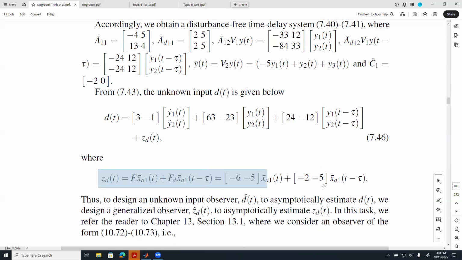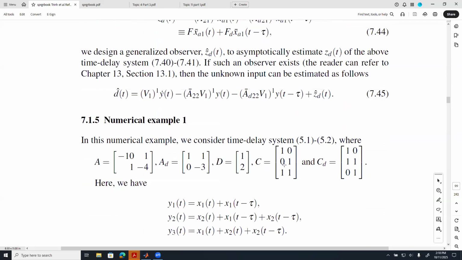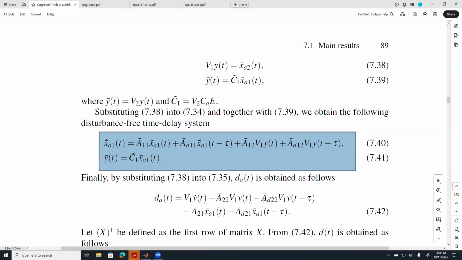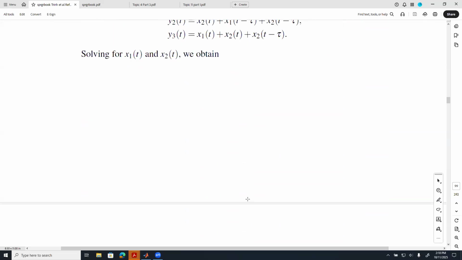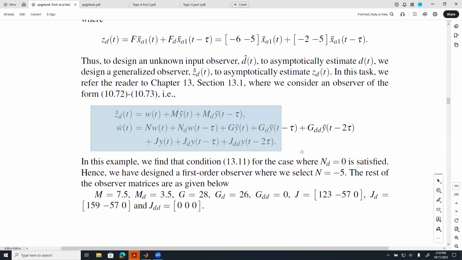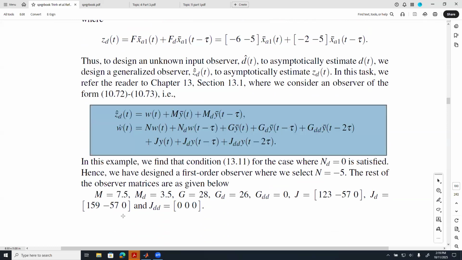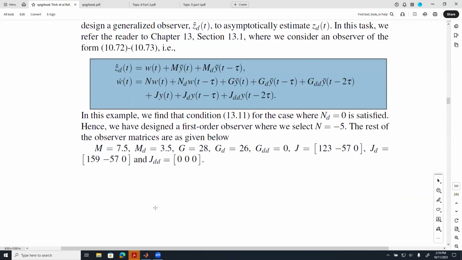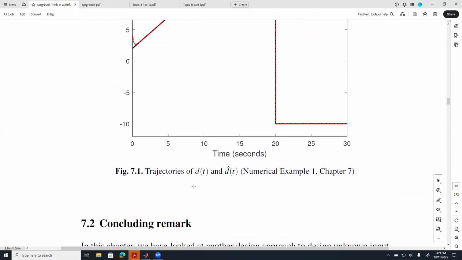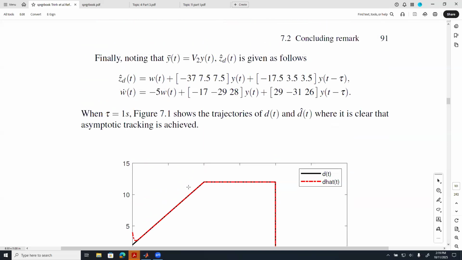So we need to estimate the desired generalized functional observer for it. And this generalized functional is for the reduced order time delay system with no unknown input. Okay, see this one here. And so we can then realize a generalized functional observer, which is based on the development in chapter 13. And we got an observer. This observer itself, all the parameters are given in here. And that's where we achieve the asymptotic estimation of the unknown input.